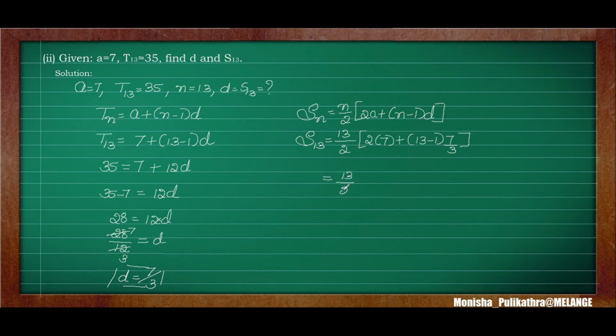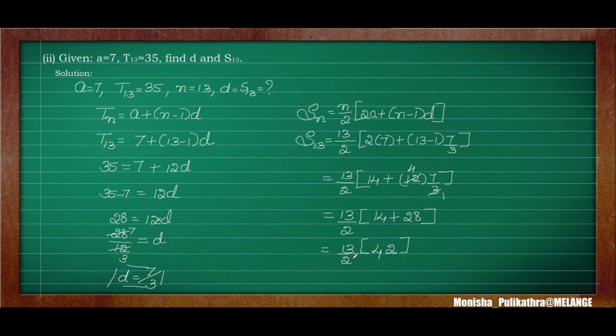So 13 divided by 2. So 7 2s are 14, plus 12 into 7 by 3. So 3 1s are 3, 4s are 12. So write 13 by 2 as it is, since 13 is not divisible by 2. So write 14 plus 7 4s are 28. So 13 divided by 2 into, so 28 plus 14, that is 8, 9, 10, 11, 12. So 1 carry, so 2, 3, 4.